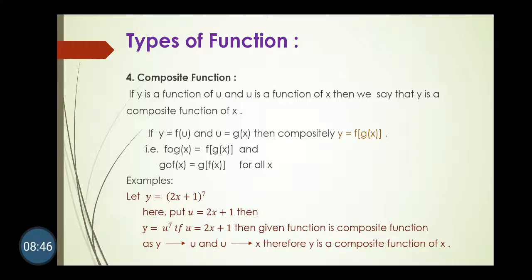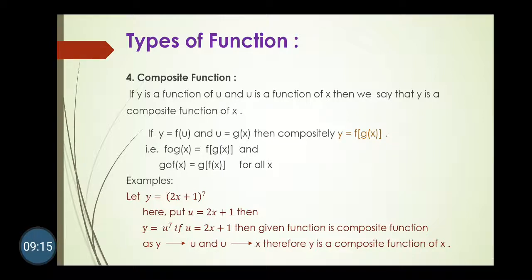For example, y is equal to (2x plus 1) raised to 7. Now the 7th power is given here, so we cannot solve it directly. In such a case, we substitute the bracketed value as another variable, say u. So here put u is equal to 2x plus 1. Then it becomes what? y is equal to u raised to 7 only. But u is equal to what? 2x plus 1. So we split this example into two parts.